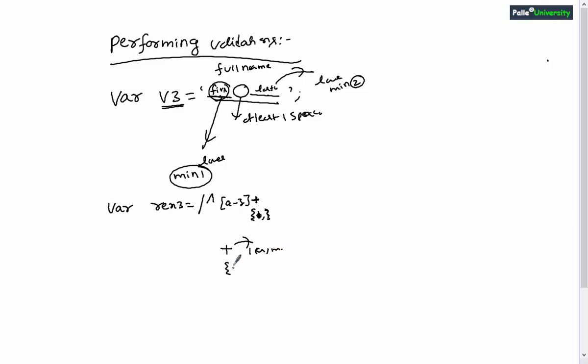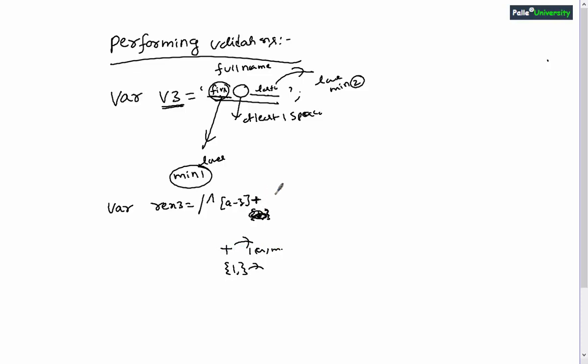Similarly, if I write curly bracket 1 comma, the meaning is also the same: one or infinite number of characters. Even here, plus means one or more characters. So just to simplify the coding, I will write plus only.